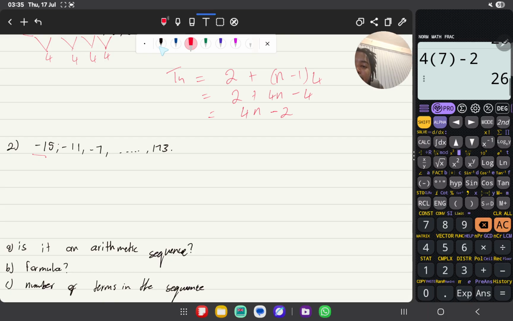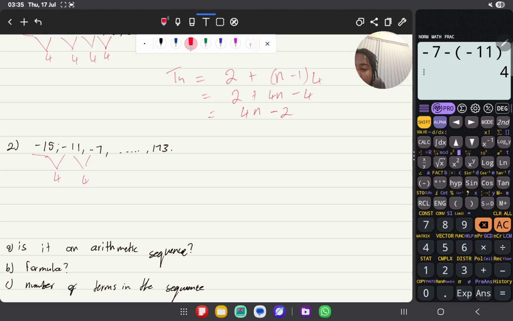Cool. So first thing, we're going to find the difference between the consecutive terms. Just these two, right? They can tell us. And how will we know is if the difference between consecutive numbers is the same. So first thing first, we would say minus 11, minus 15, right? We get 4. Let's go again. Minus 7 minus 11, and we get 4.